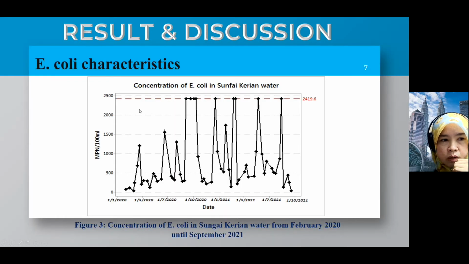So this is the result for E. coli characteristic. From this chart, we can see the concentration of E. coli in Sungai Krian water. The samples were taken from January 2020 to October 2021.